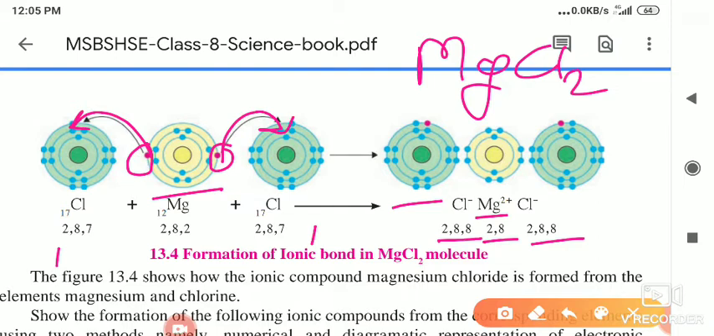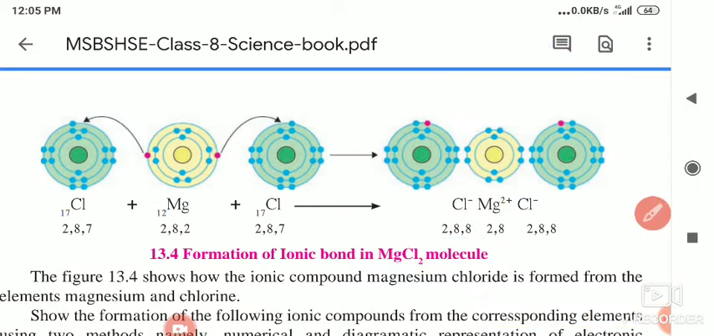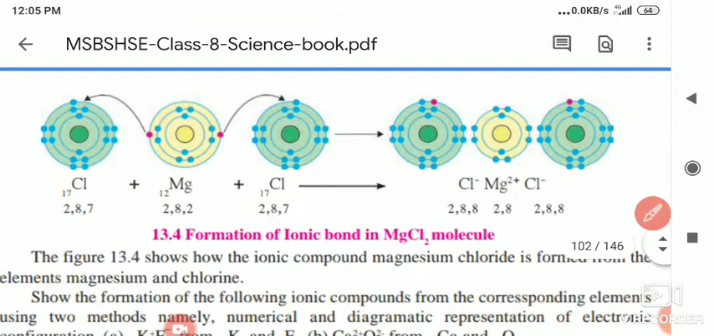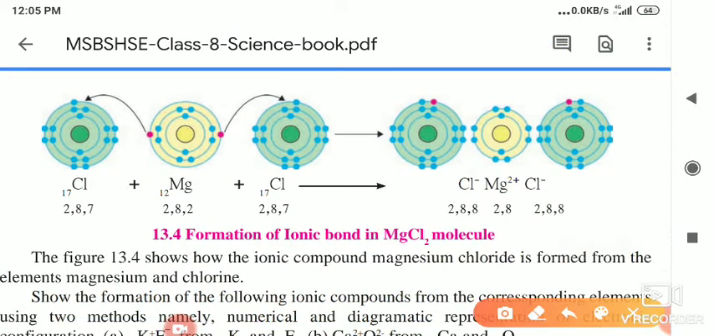Both magnesium and chlorine are stable because the outermost orbit of these elements is complete. In this way, the ionic bond is formed between the magnesium and the chlorine, and all of them obtain the octet. This is the formation of the ionic bond of magnesium chloride. It takes place between the magnesium and the two chlorine atoms.